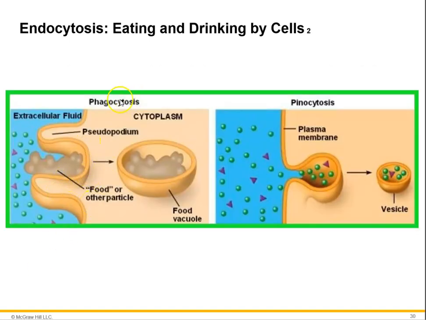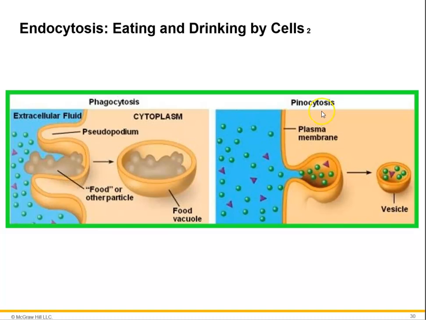So on the left is an example of phagocytosis. You have the extracellular area here, and you can see a food particle that the cell wants to take in. So the cell forms these pseudopods, or false feet, that kind of wrap around the food particle and bring it in the form of a food vacuole.